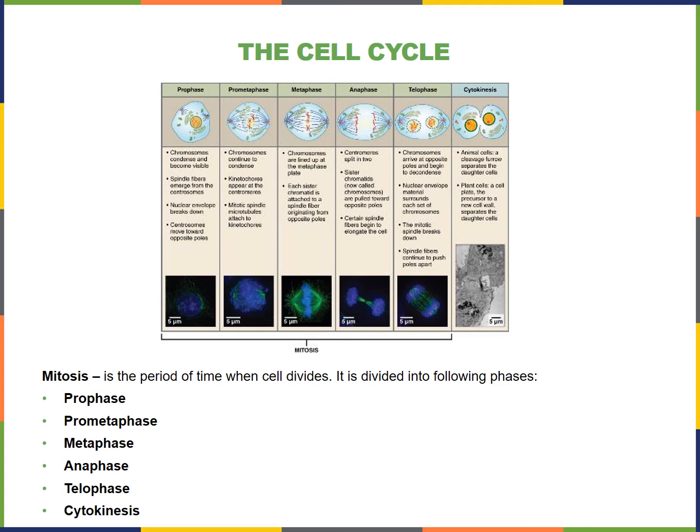The nuclear envelope breaks down. You need to break down, of course, the wall to be able to free the chromosomes and to be able to make copies. And in the prometaphase, the chromosomes continue to condense and the mitotic spindle microtubules attach to the kinetochores. So they start to attach to this material in the middle.